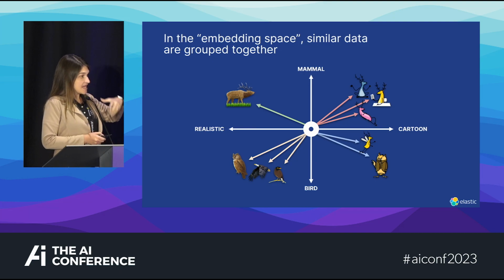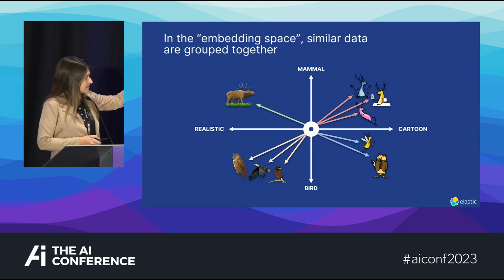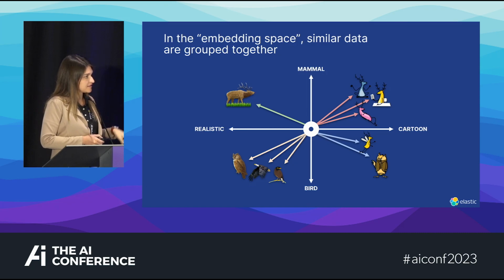In this embedding space, similar data are grouped together. As you can see, the student elk has more of this, so he has friends now. Same for the owl birds too, and here it goes.